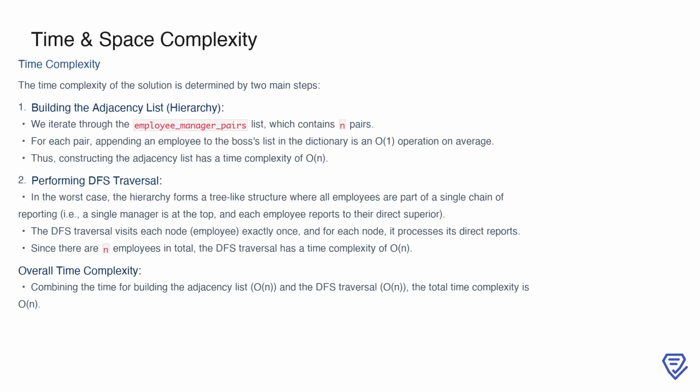Next, we perform a depth-first search, DFS, to gather all employees who report, either directly or indirectly, to the given manager. In the worst-case scenario, the hierarchy forms a tree-like structure where all employees are connected in a single chain of reporting. Here, the DFS visits each employee exactly once, processing their direct reports. Since there are n employees in total, this traversal also takes O(n) time. Combining these 2 steps, the overall time complexity of the solution is O(n).